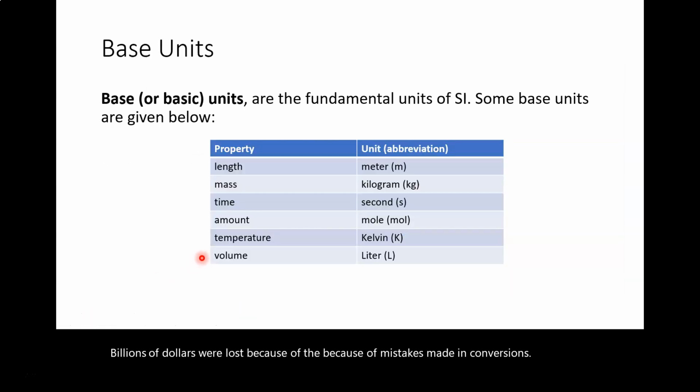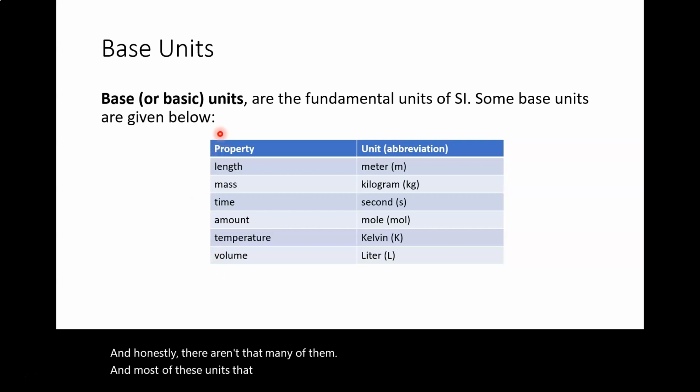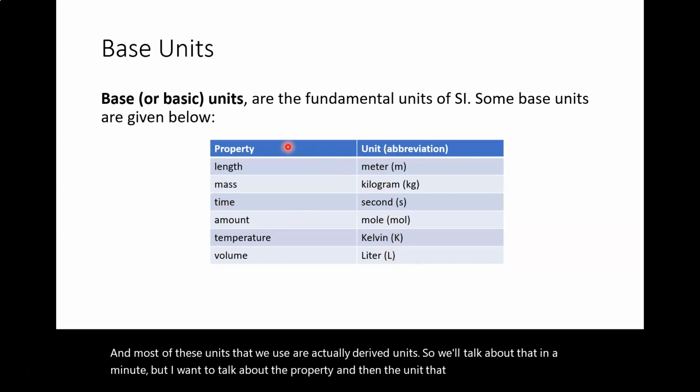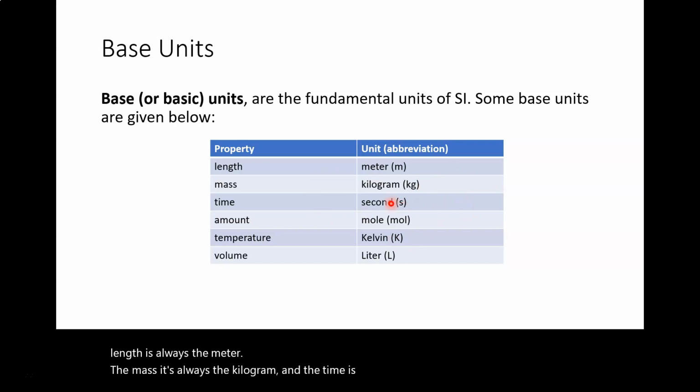So we are going to talk mostly about some simple units, the fundamental units in the SI system, and honestly, there aren't that many of them. And most of these units that we use are actually derived units. So we'll talk about that in a minute, but I want to talk about the property and then the unit that we use. So the property of length is always the meter. The mass, it's always the kilogram, and the time is the second. We'll talk more about mole and Kelvin later.